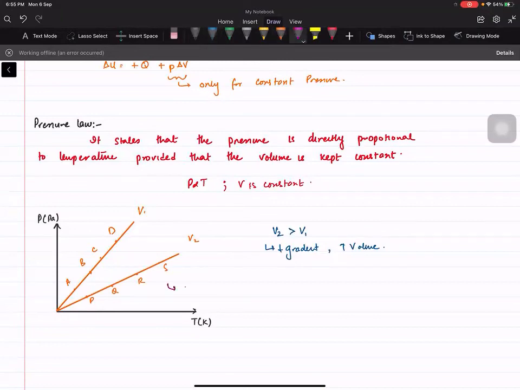This change we call isometric change. What is an isometric change? Isometric change is where volume is constant. Iso means same, metric means related to length and volume. Understood?